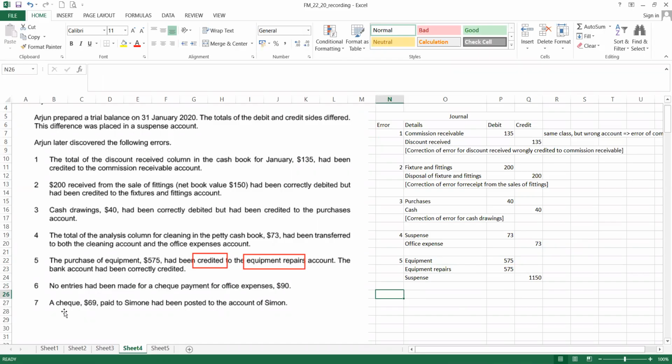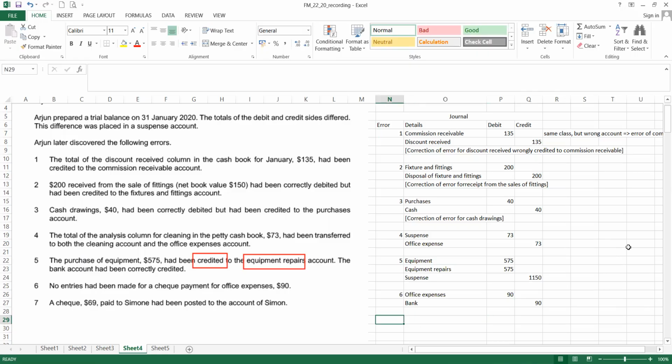Okay. Now, question 6. No entry has been made for a cheque payment for office expenses. They mean omission. So number 6 is omission. So we have to debit office expenses and credit the bank because it's a cheque. So 90.